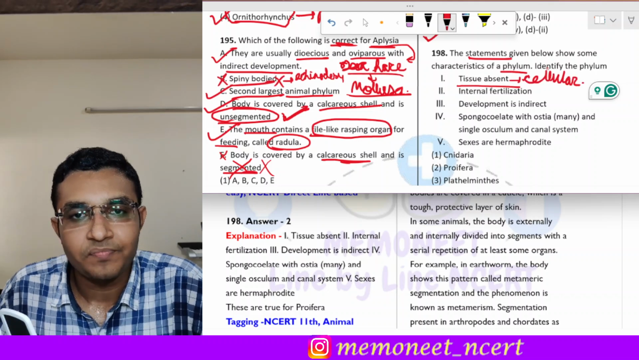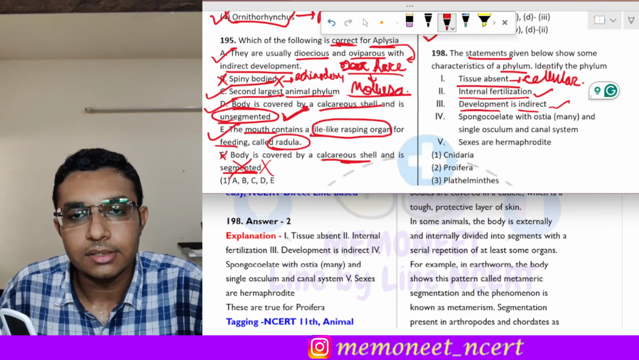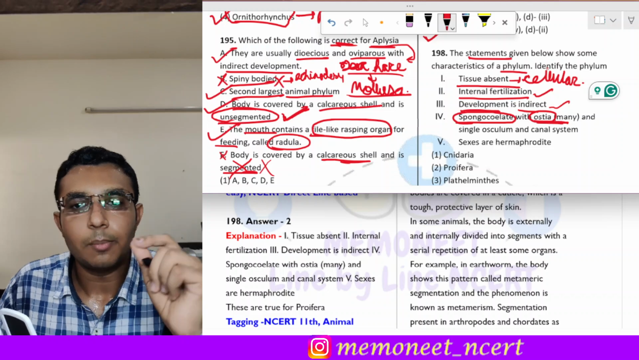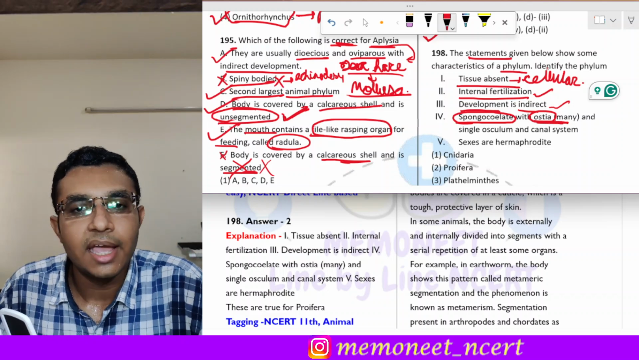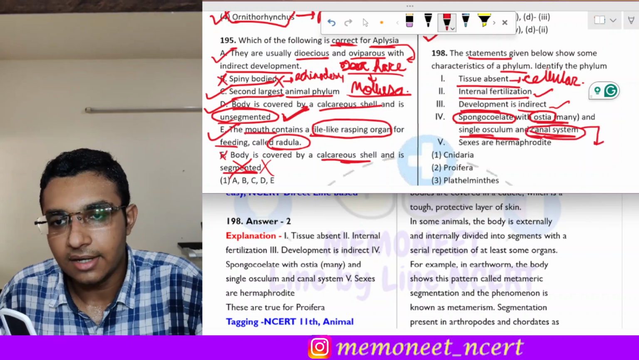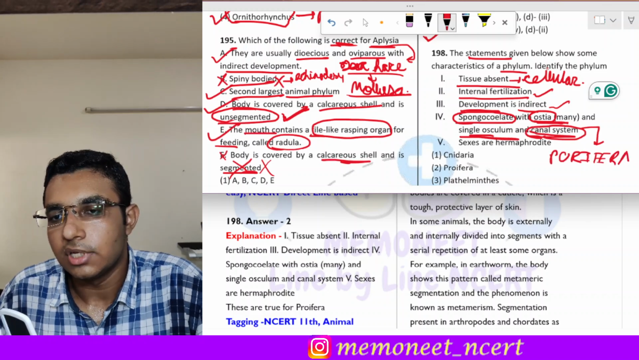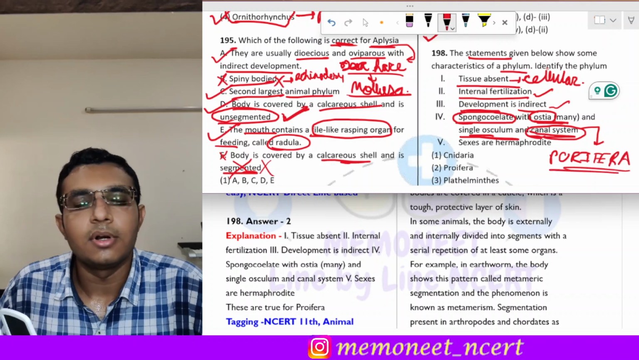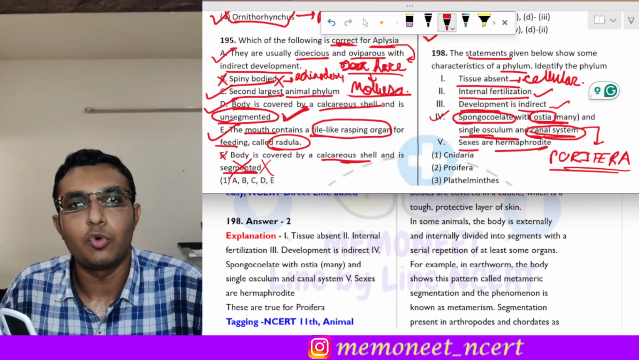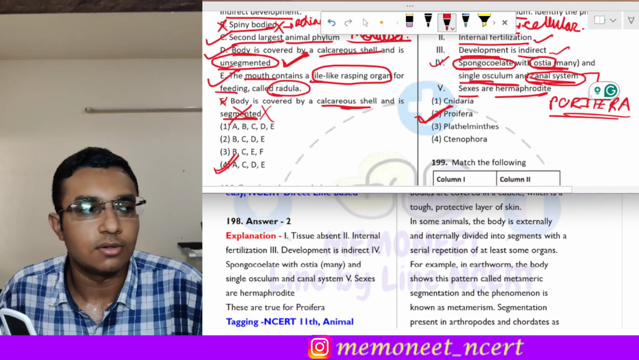Next is internal fertilization occurs in them. Then development is indirect, and the third is they are spongociliate with ostia, and ostia are many, means there are pores present on the surface of the organism, and a single osculum and a canal system. Now this water canal system is a characteristic feature of which phylum? It is a characteristic feature of the phylum Porifera. So we have already identified the phylum by this single feature. Then next is sexes are hermaphrodite, means they are monoecious. So yes, the correct phylum is Porifera, and the correct answer of this question will be option 2.